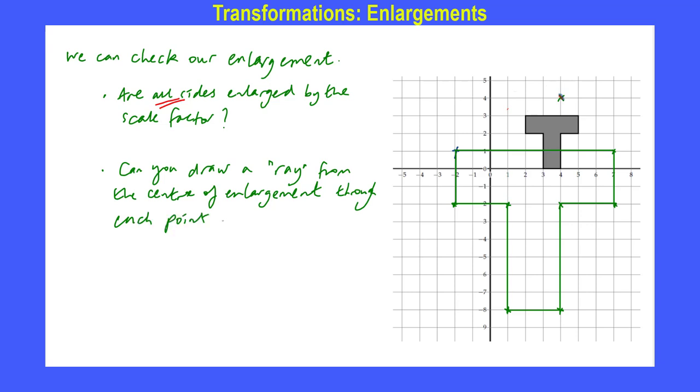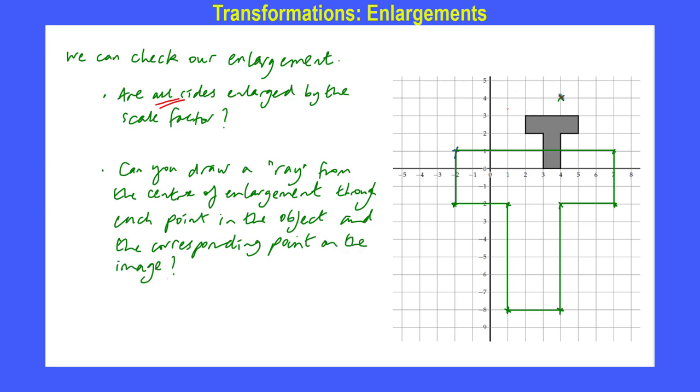So if you look at what I'm doing here, I'm going to get my ruler, and I'm going to draw a line starting at the point of centre of enlargement. I'm going to draw it through a number of the points on the object and on the image, and you'll see that they line up. So I've done it on 4 points here, and all of them are in line.